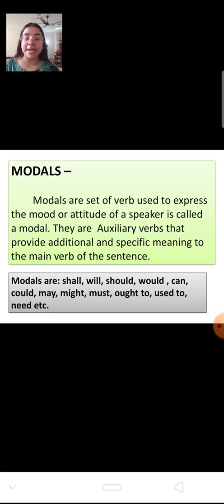When a verb is supported by words or a phrase or a group of words, that is known as modals. And these modals are known as auxiliary verbs. Why are they known as auxiliary verbs? Because auxiliary means helping. They support or help the verb and provide additional and specific meaning to the main verb of the sentence.